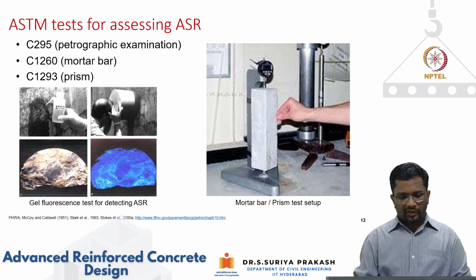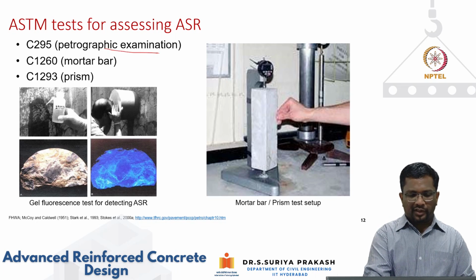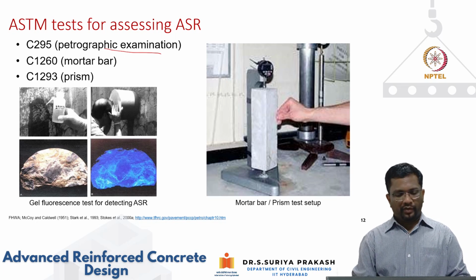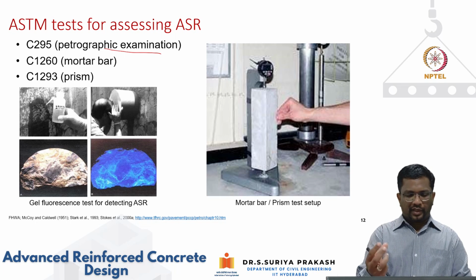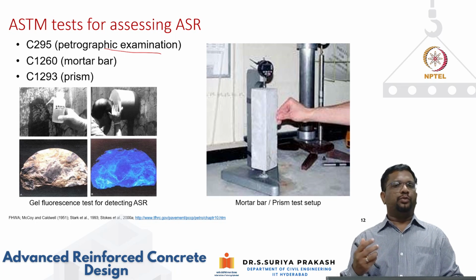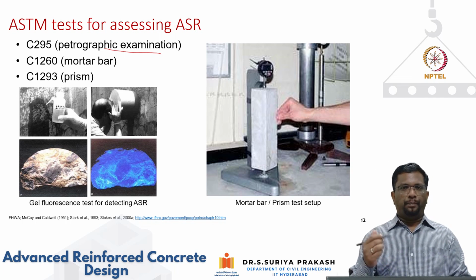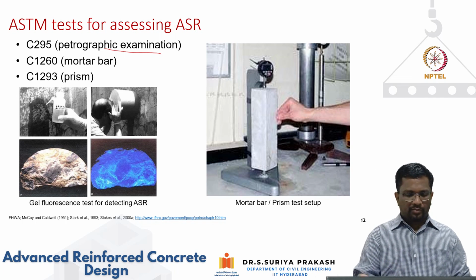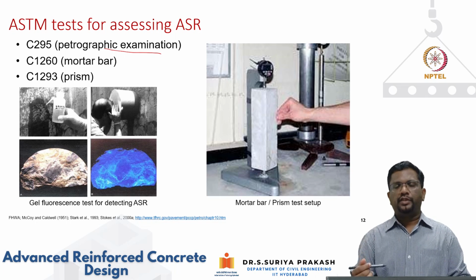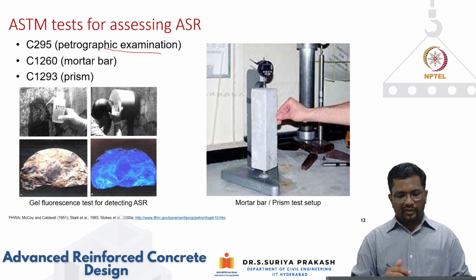We have three things. One is we can do a petrographic examination as per ASTM C295. So what we really do is take these aggregates and do a microscopic examination to see whether we have reactive silica or not. Sometimes we also do a fluorescent test that indicates whether the reactive silica is there or not.